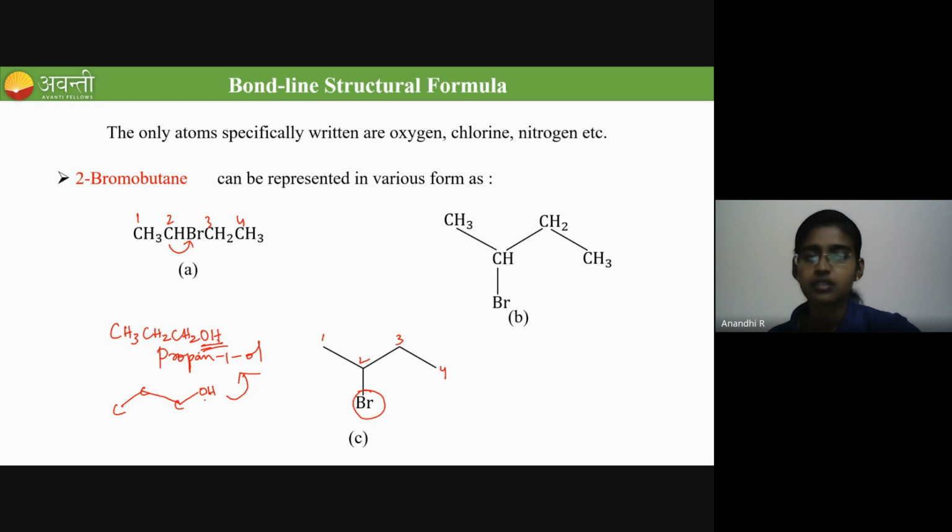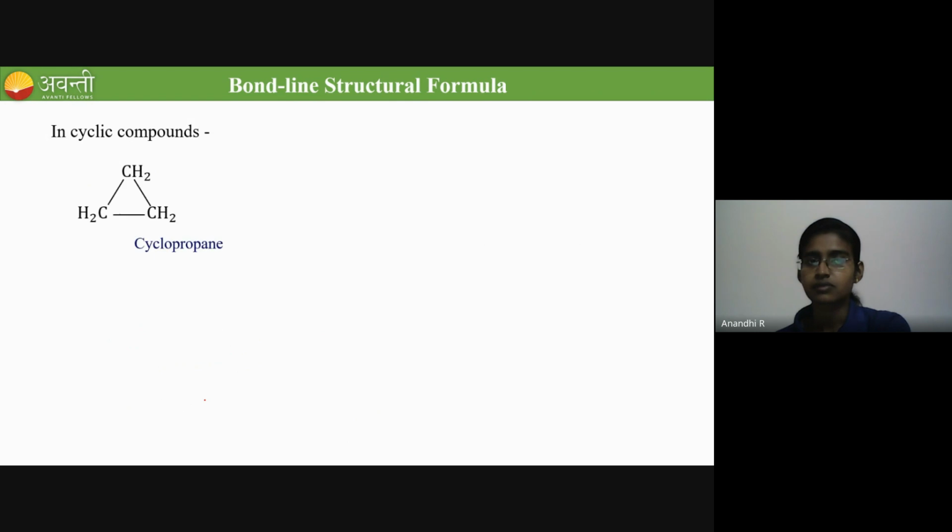Okay, fine. Now let's go with the cyclic compounds. Bond line structure for cyclic compounds. Cyclopropane. Propane means 3 carbon containing alkane. If it is in the cyclic manner, it is called cyclopropane. Now, how to write this compound in the bond line representation? You have to write like a triangle. This is called a triangle in maths, no? But it is called cyclopropane in chemistry.